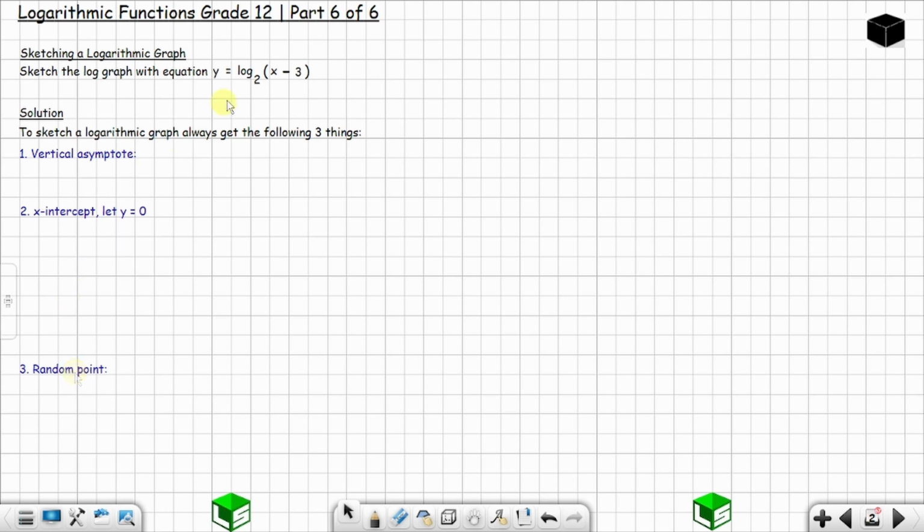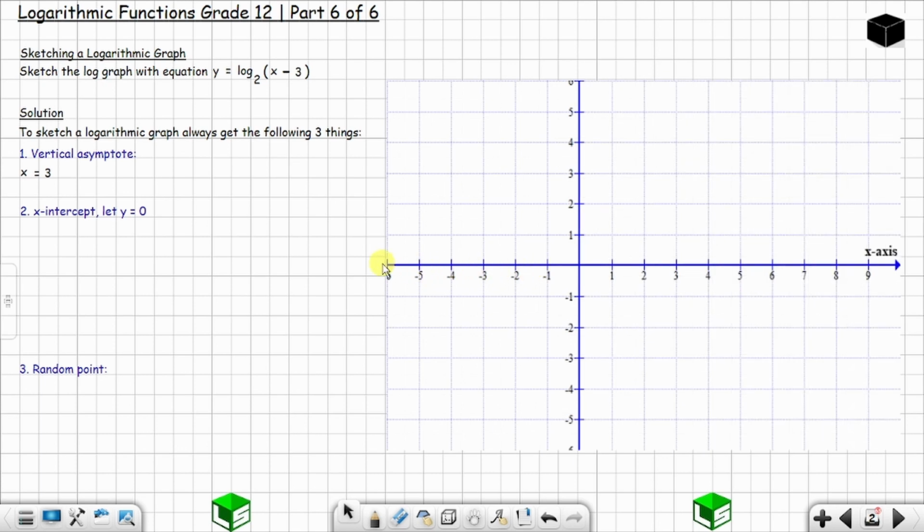From the equation, you can see the vertical asymptote is at x is equal to 3. We can show this on a Cartesian plane. This is the x-axis, and this is the y-axis. So you have your vertical asymptote at x is equal to 3. And then after that, you need to get the x-intercept.